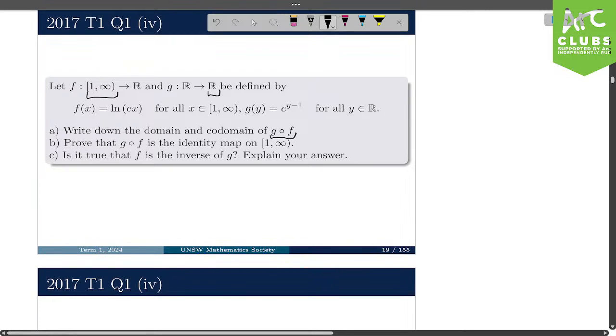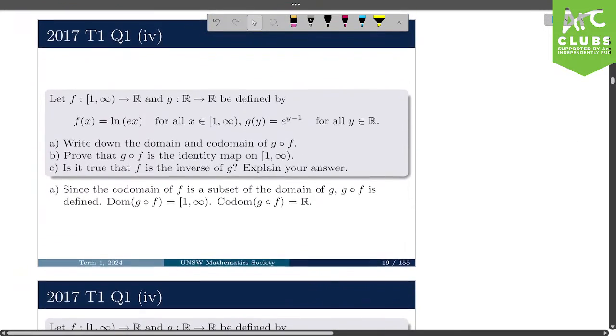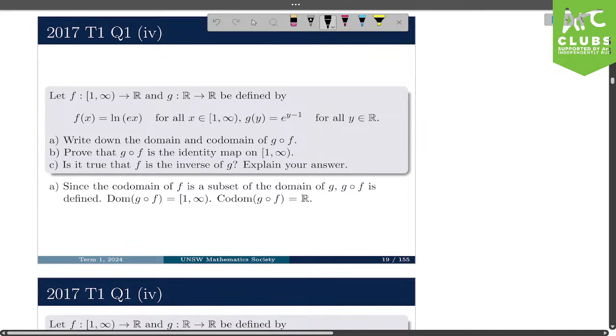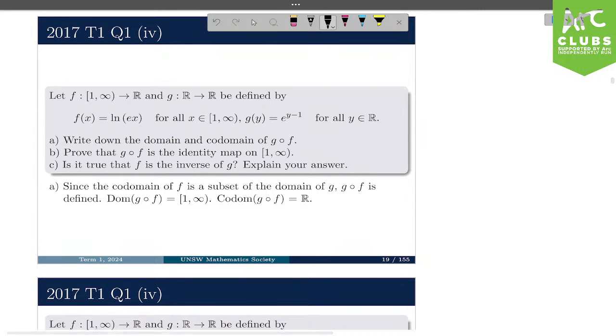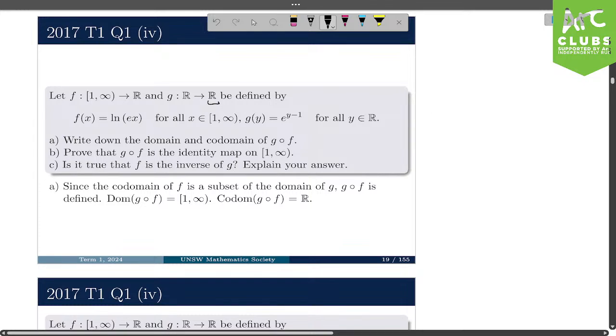is actually defined, right? And the way we check that is that the codomain of f, our first function, is a subset of the domain of g. And that's true because obviously the real numbers are a subset of the real numbers. And we can say that since the codomain of f is a subset of the domain of g, g composed f is defined. It's a defined function. And so we can simply say that the domain of g of f is the domain of f, which is that interval, and the codomain of this composition is the codomain of g, which is the real numbers, right?